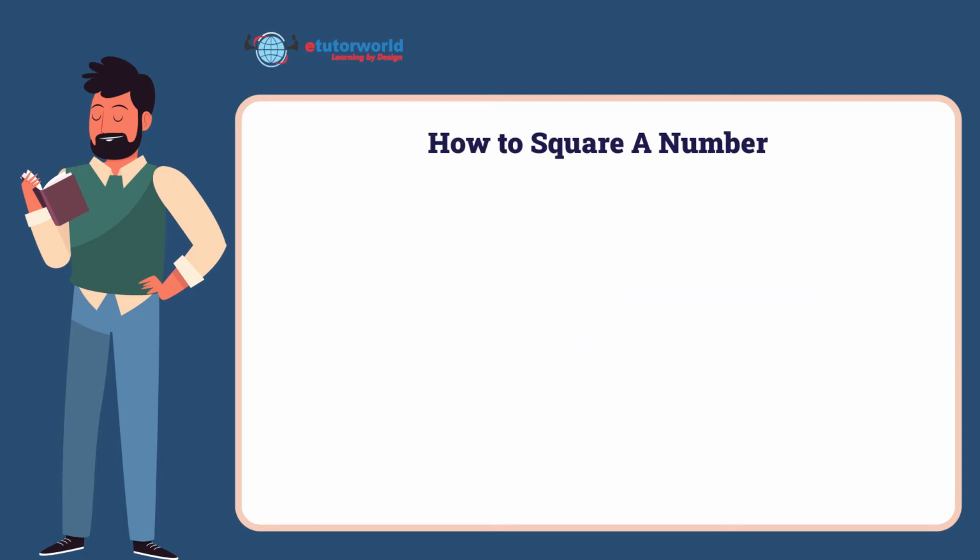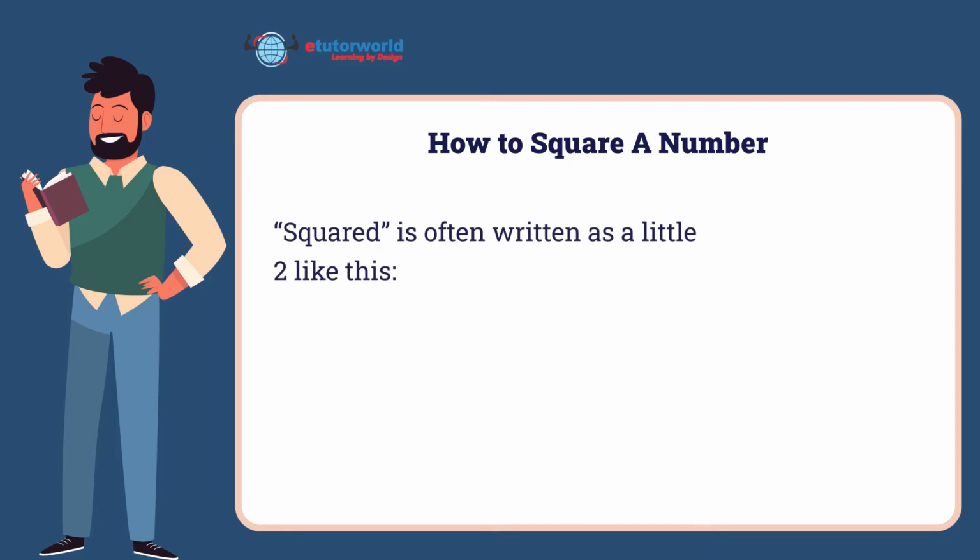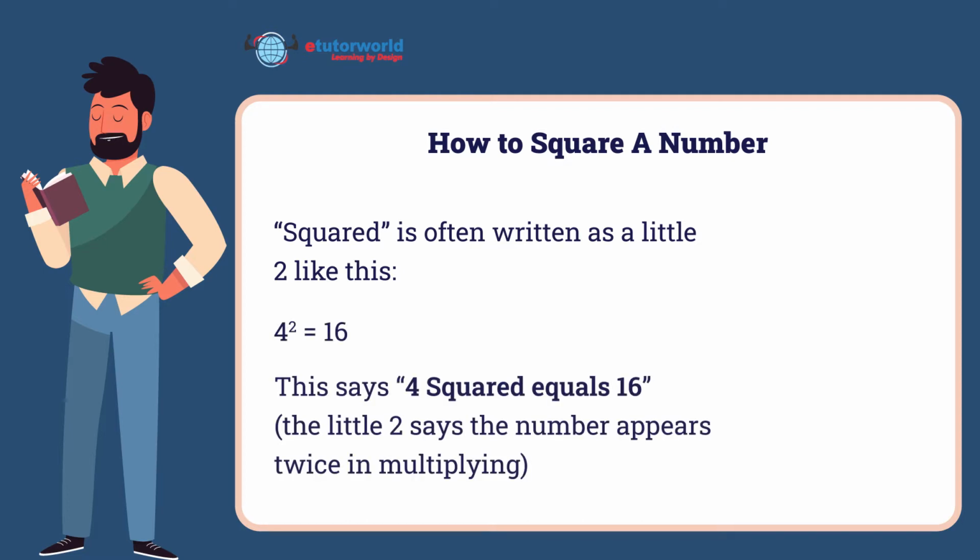How to square a number. To square a number, multiply it by itself. Example, what is 3 squared? Squared is often written as a little 2 like this. This says 4 squared equals 16. The little 2 says the number appears twice in multiplying.